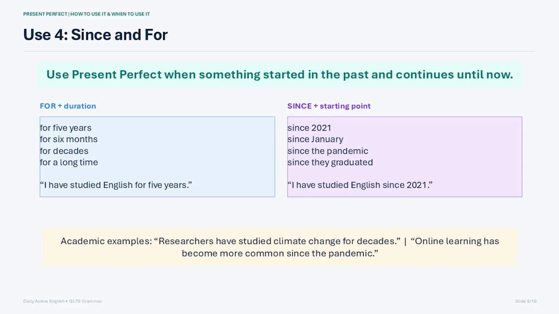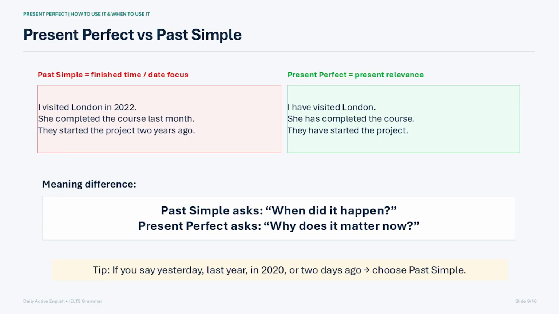This structure is very useful when you talk about education, work, research, or long-term changes. For example, researchers have studied climate change for decades. Online learning has become more common since the pandemic. Now let's compare the present perfect with the past simple. This is where many learners make mistakes.